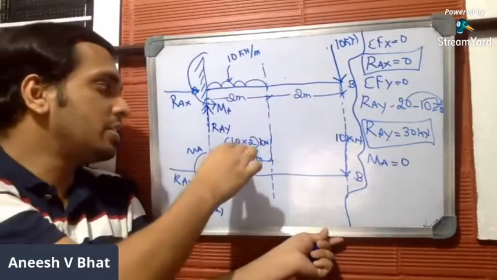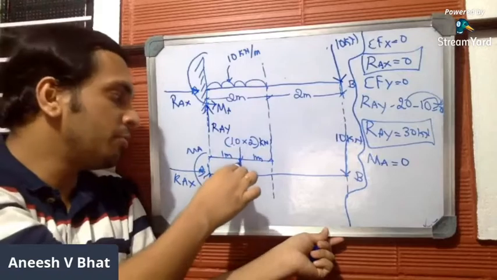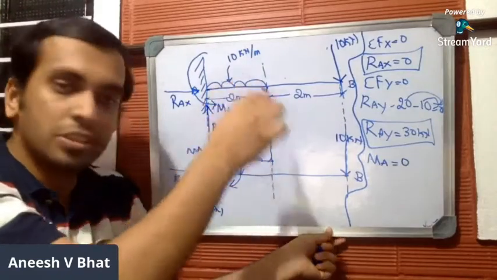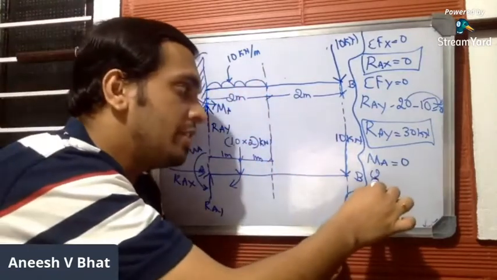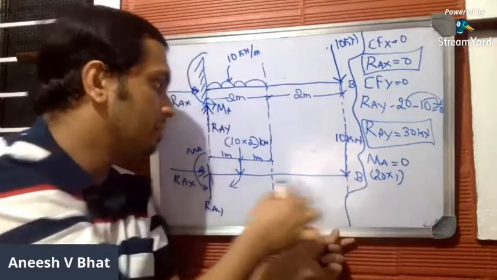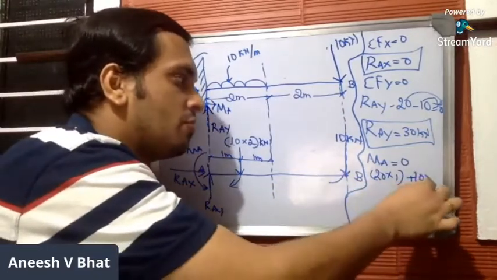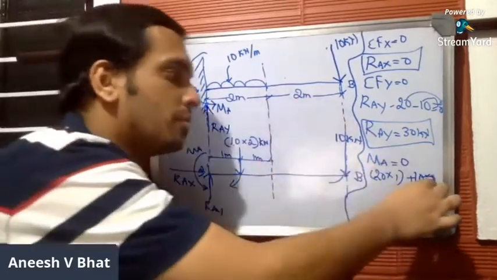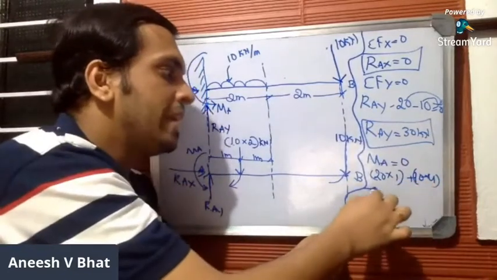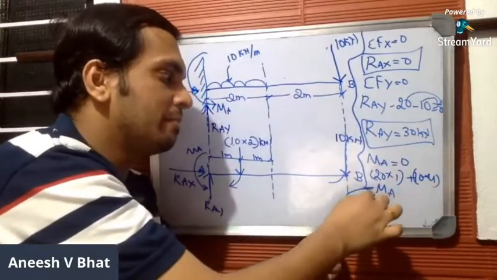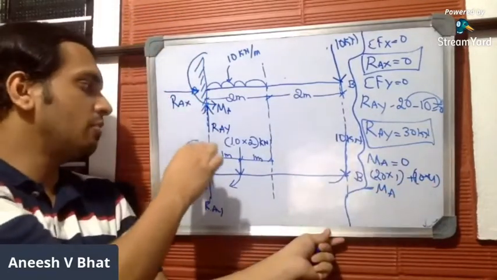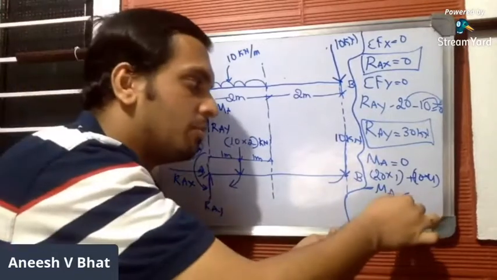Now check whether this force of magnitude 20 kilonewton produces clockwise or anti-clockwise moment. It is always clockwise. So 20 into 1 plus, again this is clockwise, 10 into 4 minus MA. This is the external moment in anti-clockwise direction. Include it, is equal to 0.